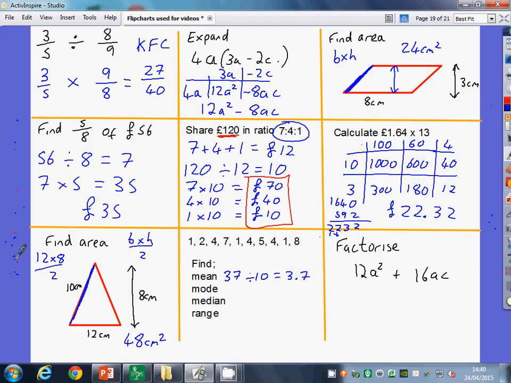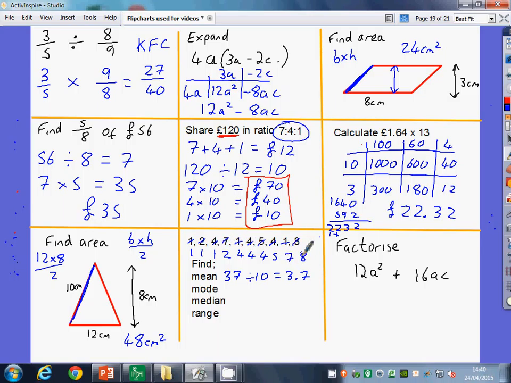The mode is the most common number. Now, because I'm finding the mode and the median, I'm going to put these numbers in order first. So I've got 3 ones. I've then got a 2. I've got 3 fours. I've got a 5, a 7, and an 8.